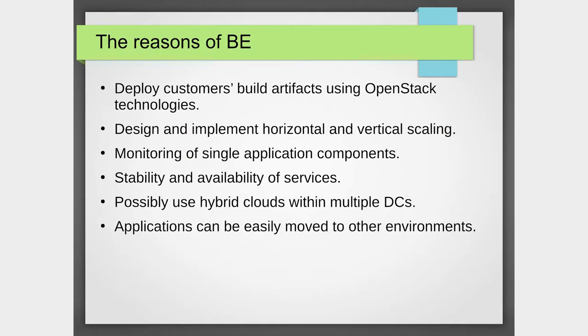And as I said, from our perspective, we want to deploy customers' built artifacts, Docker images, so that having them running on Kubernetes and on OpenStack, we can control both horizontal and vertical scaling in a very convenient way. We can monitor the single application components instead of monitoring one monolith application. We gain in stability, and we can offer stability and availability to our customers. And possibly, if the customer wants, we can use multi-cloud, hybrid clouds, multiple data centers, no problem. It's all no lock-in, so the infrastructure can be changed quite easily.